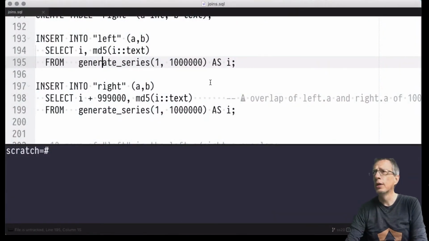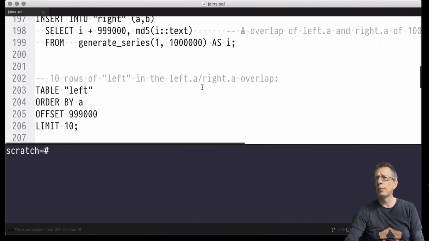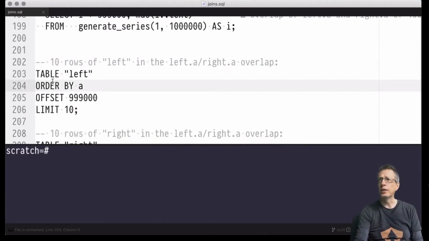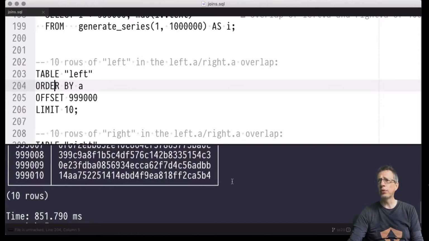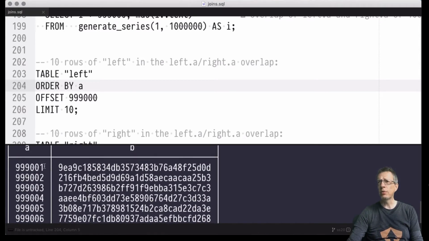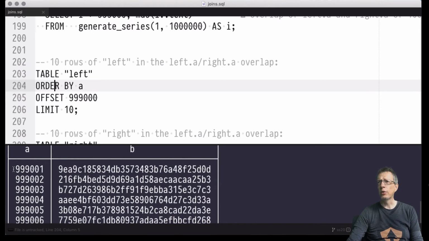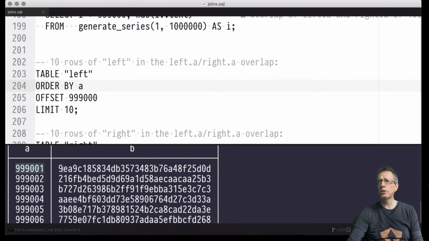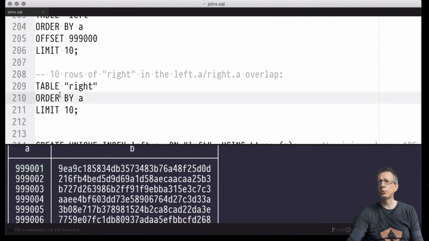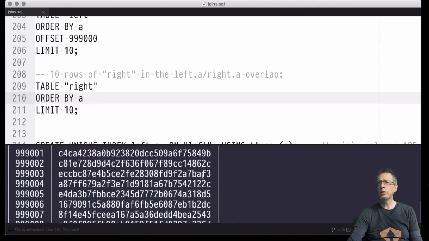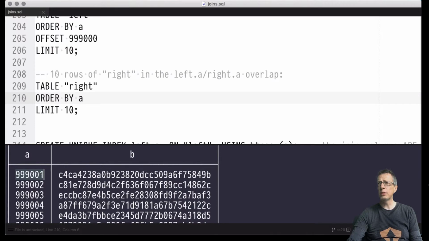Here we are again. I've already populated these tables. I can show you the beginning of the tail of the left table. As you can see, we are in the 999,000 value range here. If I show you the first few rows in A order of the right table, you will see that there are rows that carry the same A value. These are part of the overlap, and these will lead to join partners. Only the 1000 rows in this range will lead to join partners.